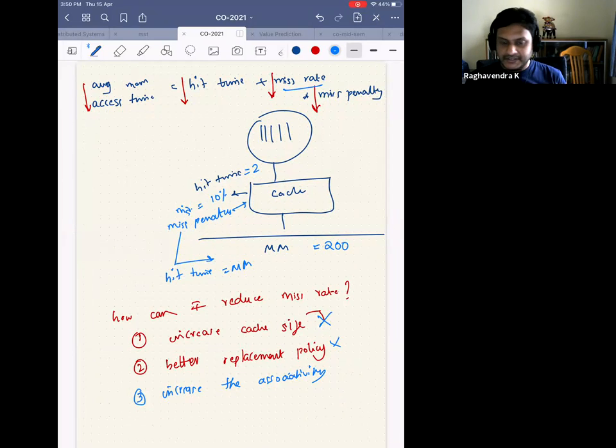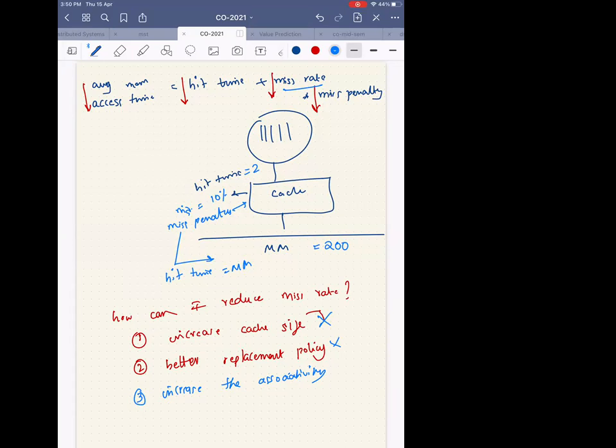Yeah, any answer is fine. So you have all the knobs with you, right? So you can come up with any answer you want. What is a cache made of? It's made up of sets, and what else is it made up of? So we can reduce the block size.